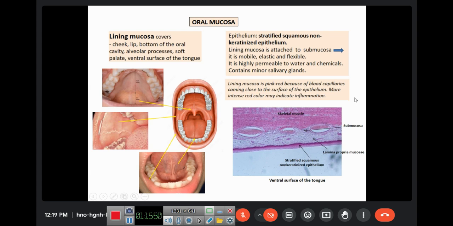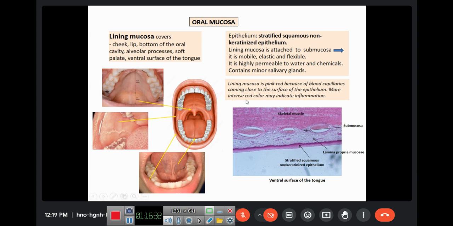The lining mucosa is usually darkly pink-red because of blood capillaries which come very close to the surface of the epithelium. And the color of the mucosa can tell us about the patient if he has some diseases or some conditions, such as if he is frightened, then the blood capillaries will be closed and less blood will go into the blood capillaries, and so the color of the mucosa will be more pale.